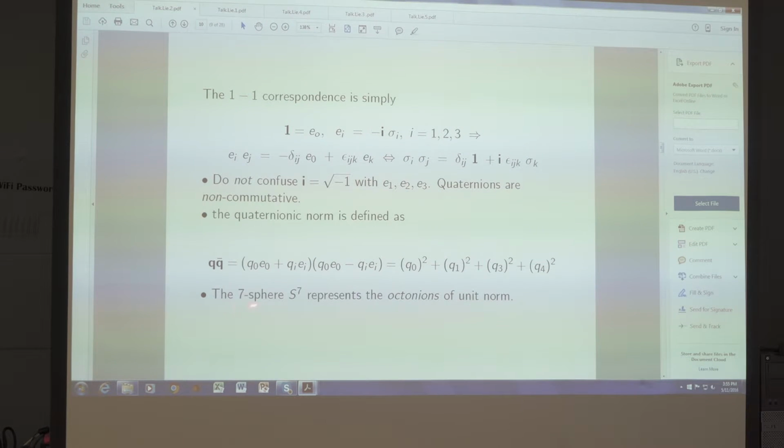Okay. Now the seventh sphere similarly represents the octonions of unit norm. Side question: for the quaternions, all the points which square to -1. The quaternions that square to -1? Right, the roots of -1.